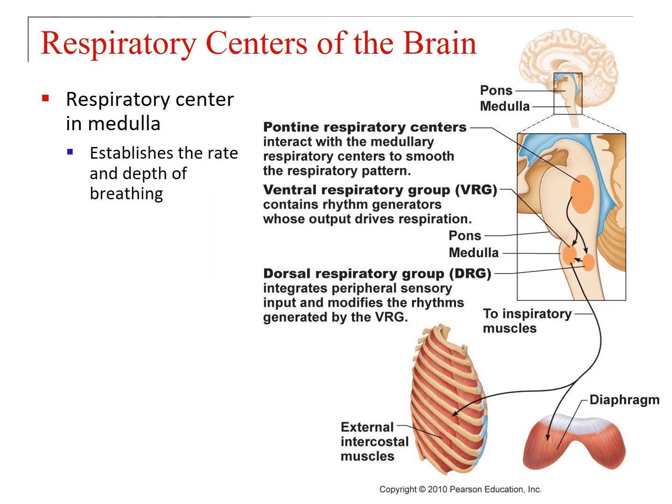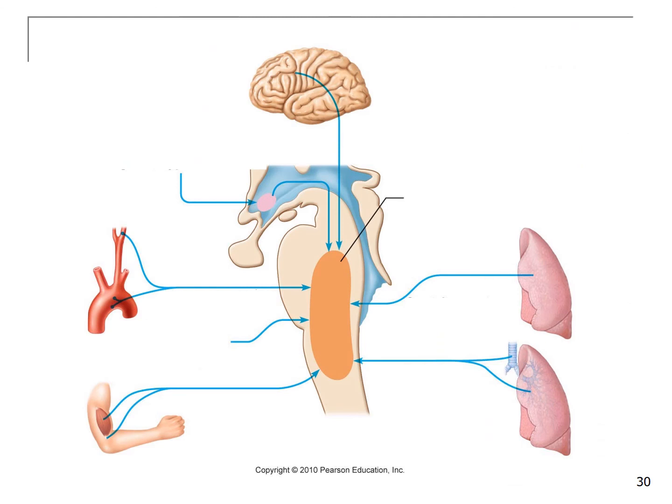There's a respiratory center in the medulla. There's a ventral respiratory group and a dorsal respiratory group, both in the medulla, that establish the rate and the depth of breathing. So the medulla and the pons kind of combine to determine how fast and how deep you're breathing, and whether you're stopping or starting breathing above and beyond the normal level of tidal volume.